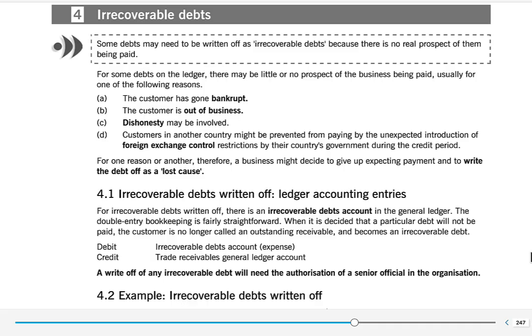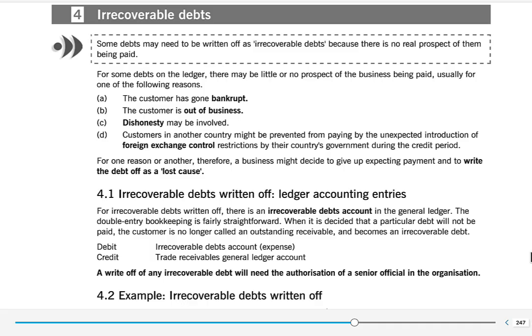Lesson 4.1. Irrecoverable debts written off. Ledger accounting entries. Now we move to the key double entry. What accounts are involved? 1. An irrecoverable debts account in the general ledger. This is an expense. 2. The trade receivables general ledger account, also called the trade receivables control account. The double entry when we write off a debt as irrecoverable is debit, irrecoverable debts expense account, credit, trade receivables general ledger account. Meaning in plain language, debit the expense because we have suffered a loss. Credit trade receivables because the asset is no longer expected to turn into cash.